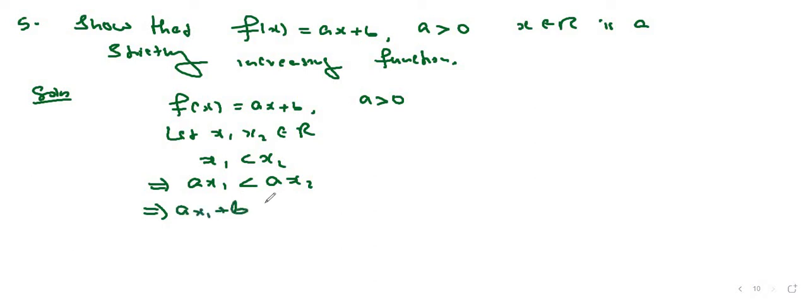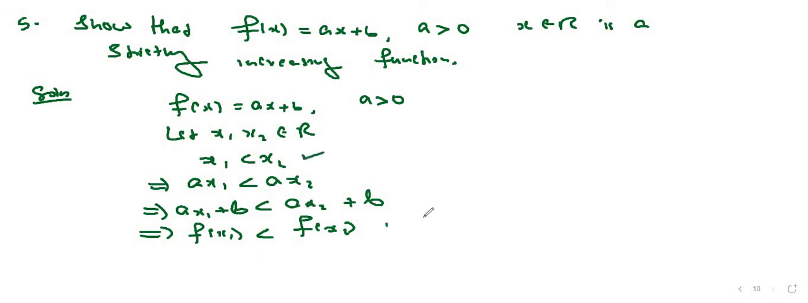Then we add b on both sides. We get f of x1 is less than f of x2. Thus when x1 less than x2, we get f of x1 less than f of x2. Then we say that the function is strictly increasing on its domain, capital R.